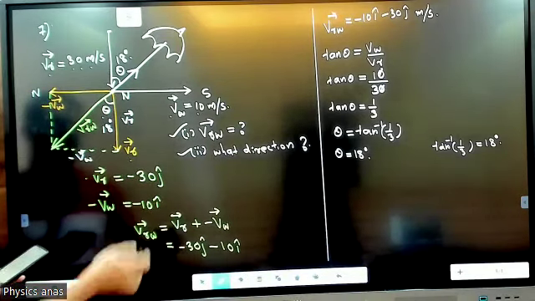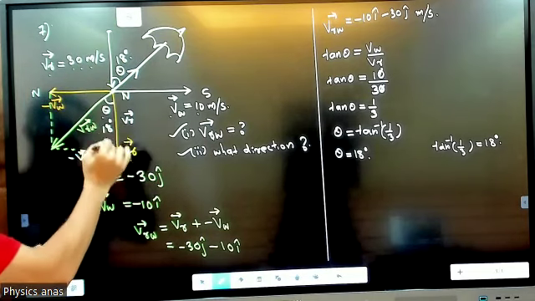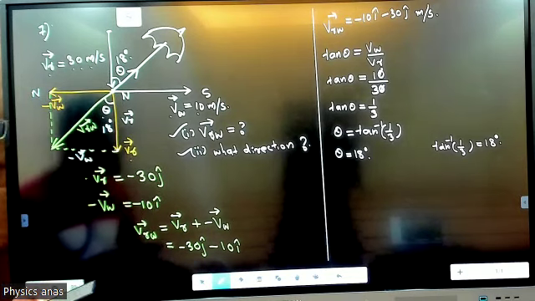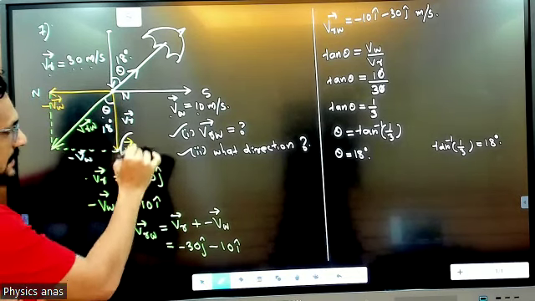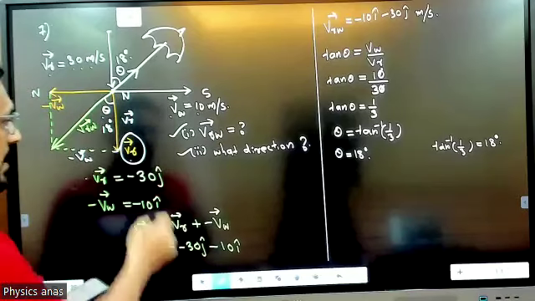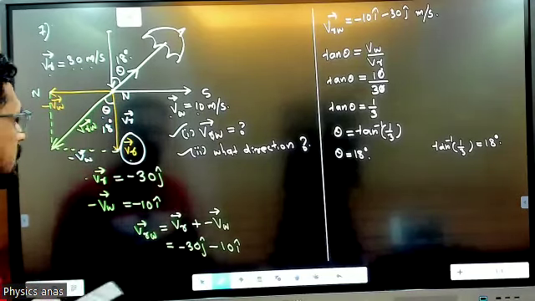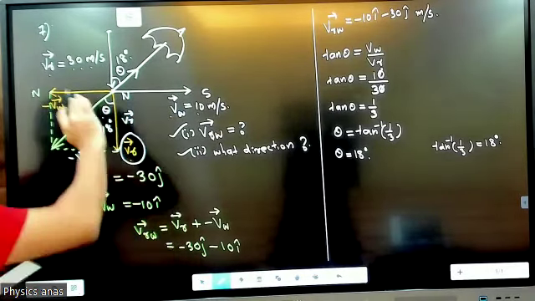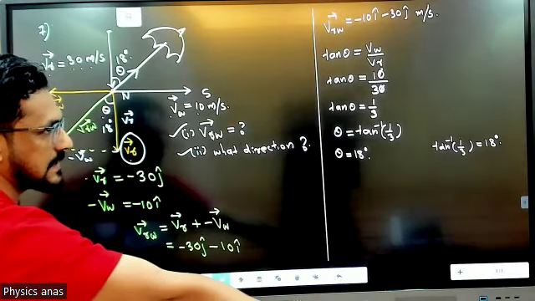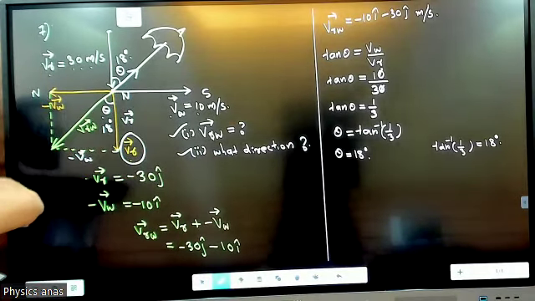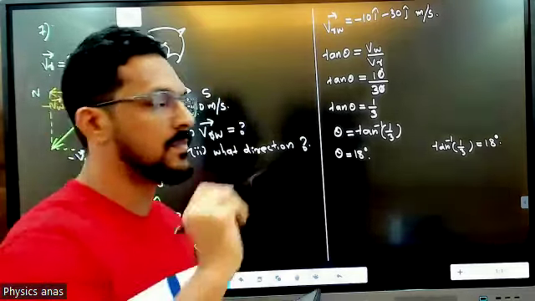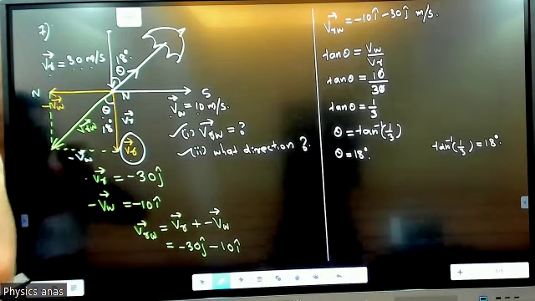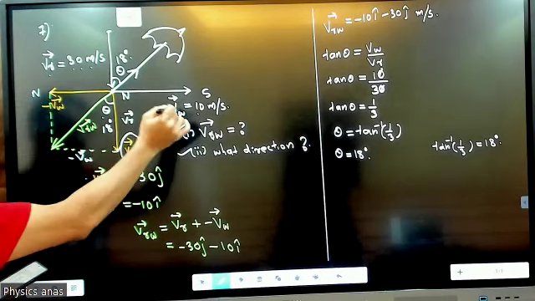How can we do that? You can extend the velocity vector of rain in the downward direction. So now VR is the extension of that velocity vector. And you have to show the velocity vector of the woman. This is in the positive x direction. If you take the negative of it, you will get minus VW, in the negative x direction.